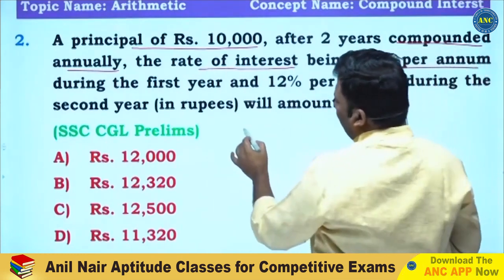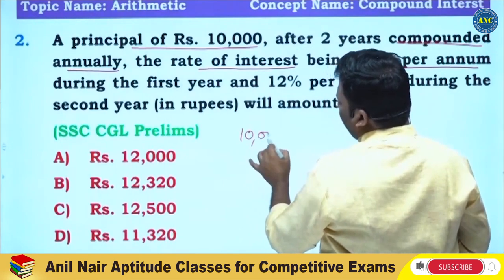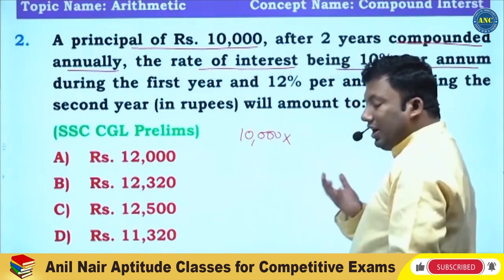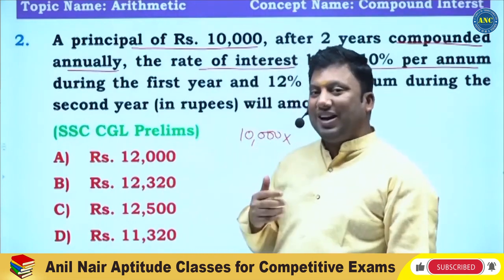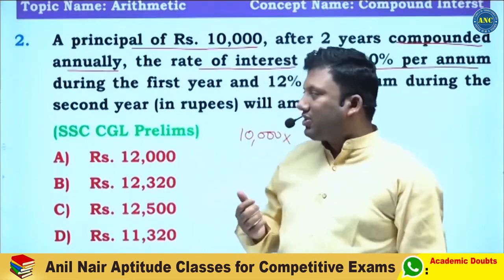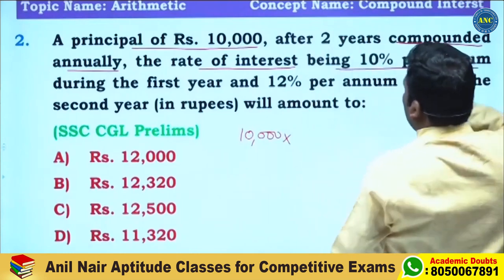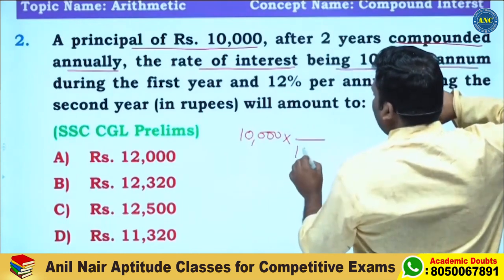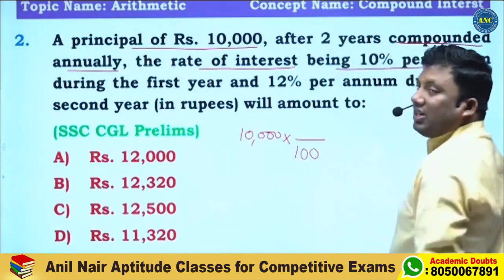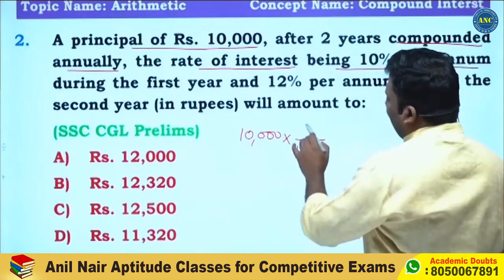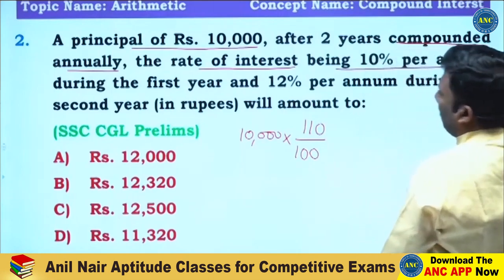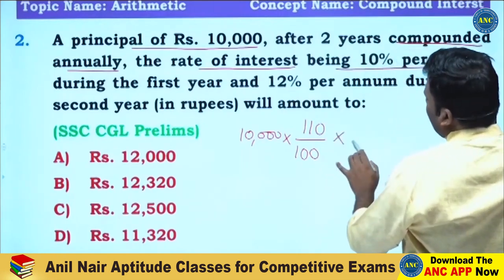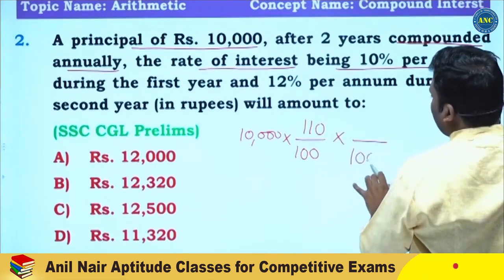So I went to my friend and I took 10,000 rupees from my friend. He said, hey Anil, you took some money from me, you have to pay me extra. Then I asked, how much should I pay extra? In first year, you should pay 10% more. That means 10% is 10 by 100. If I take 100 rupees from him, I should give 10 rupees extra. 110 by 100.